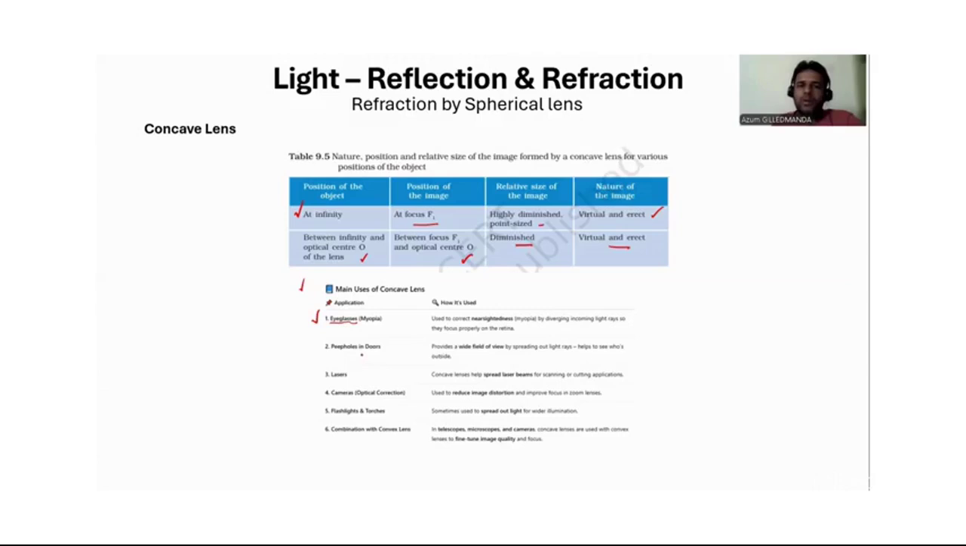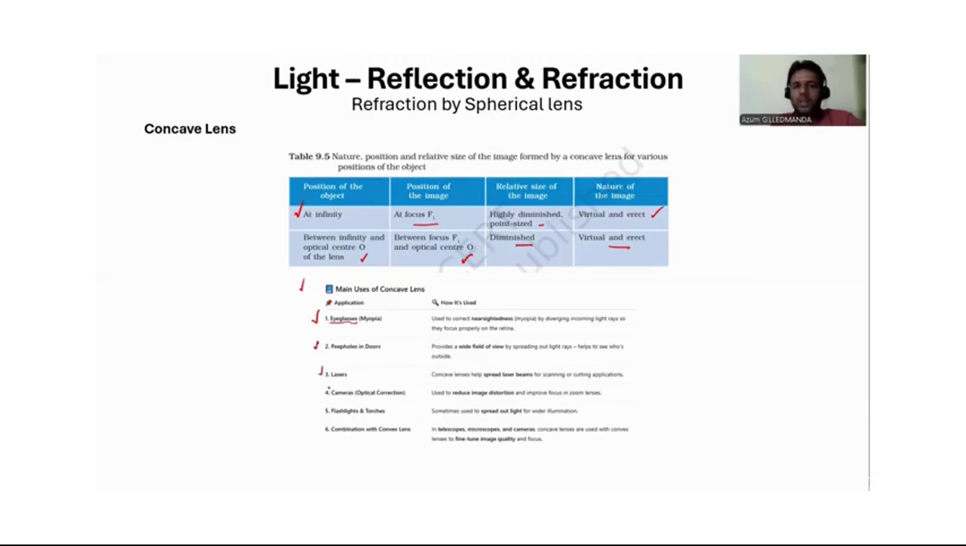Then we have door lenses, the lenses in the doors to peep out and see who is outside the door. That gives a wide angle, right? It covers the large area outside the door from a small lens. So that is our concave lens.